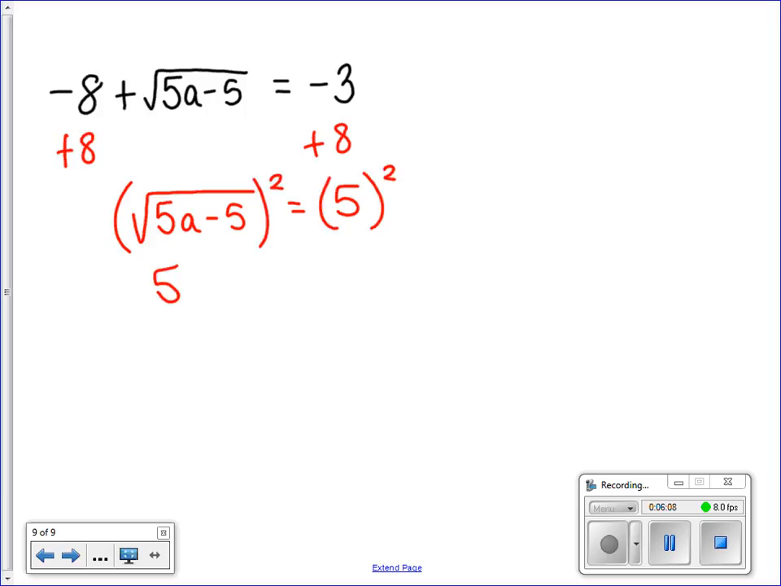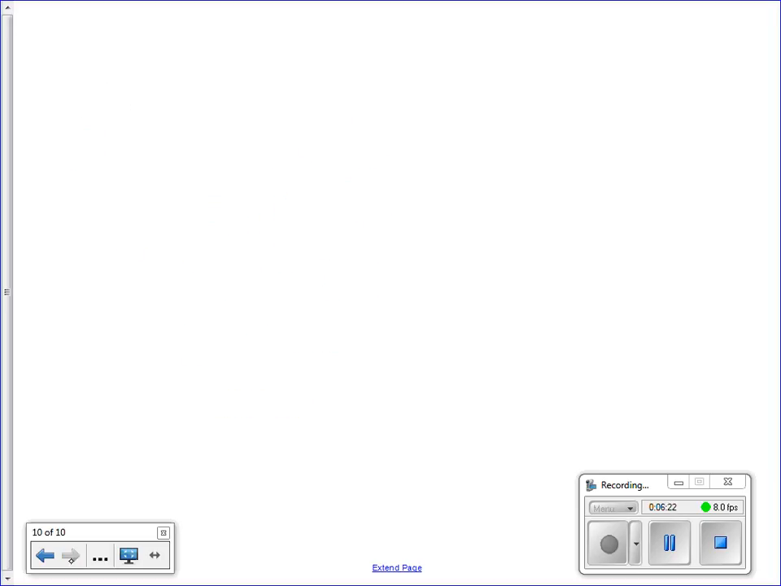So this side is just 5a minus 5. And this side is 25. Add 5, which gives me 5a equals 30. Divide by 5, which gives me a equals 6. Alright, great.